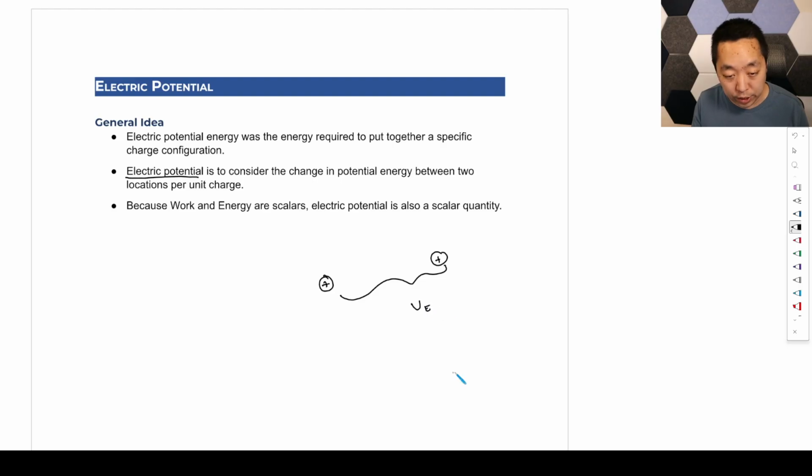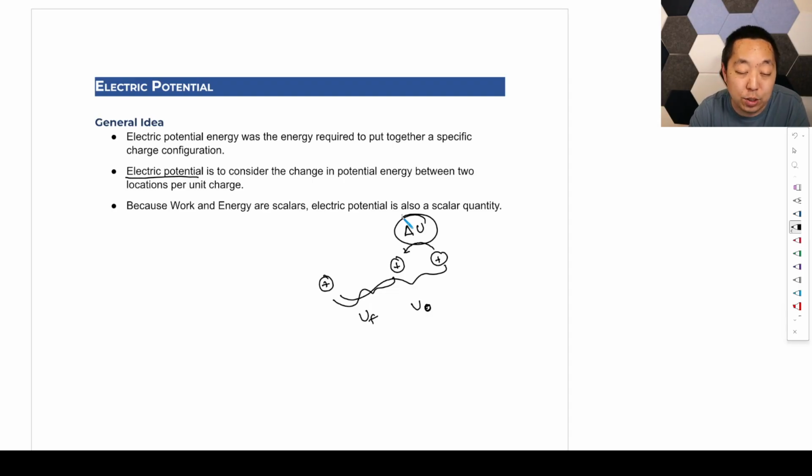the potential energy. We'll call it U naught. If I want to move this charge to here, there's going to be a new energy, and so there's a change in the potential energy, right? Because it takes energy to create a specific charge configuration at a given distance. If I were to take one of the charges and move it, it's now going to take a different amount of energy. And that difference is the change in the potential energy.